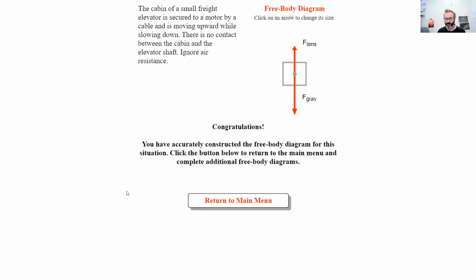So I would take a screenshot of this, and the way this works is you collect the screenshots, right? Each one you get right, take a screenshot, and then submit that to the assignment when you're done.